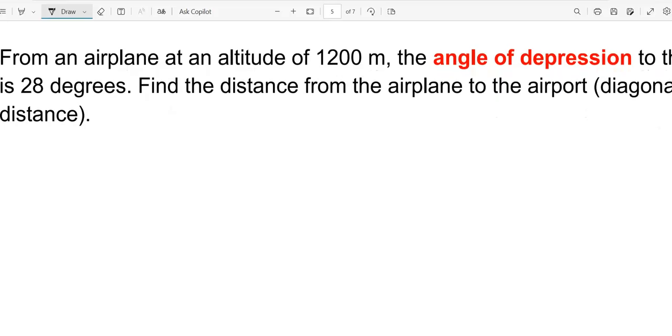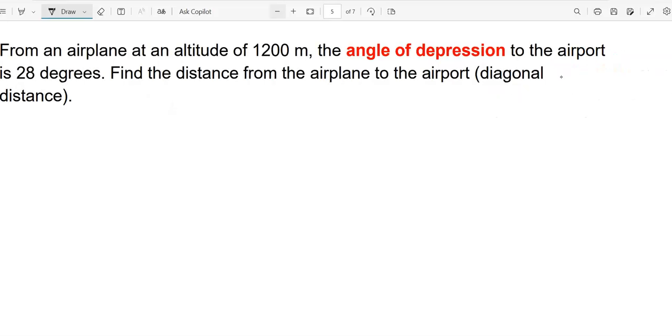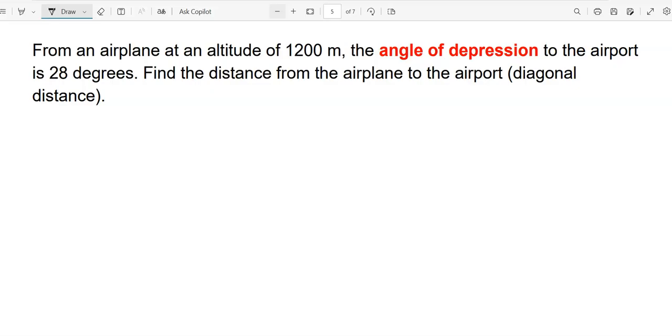Okay. From an airplane at an altitude of 1,200 meters, the angle of depression to the airport is 28 degrees. Find the distance from the airplane to the airport, and it's going to be your diagonal distance. So we got an airplane. Let's draw an airplane. You might feel silly drawing these pictures, but that's the only way to get through these problems. I promise you. You can't do these problems without drawing a picture. Mine kind of looks like a bumblebee. It's fine. My airplane's going to the left, little propellers on the front. And it says it's at an altitude.